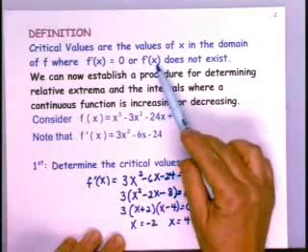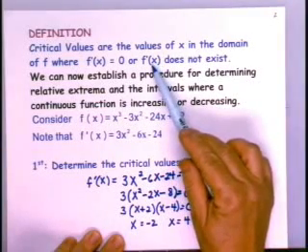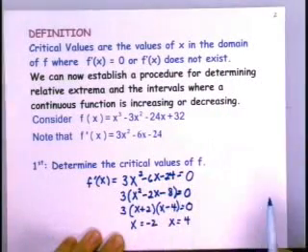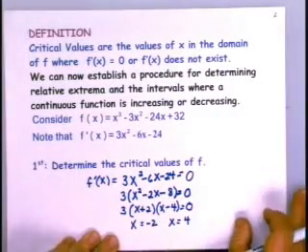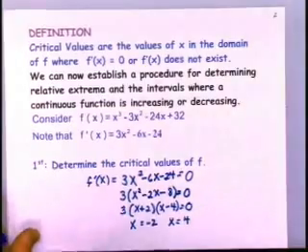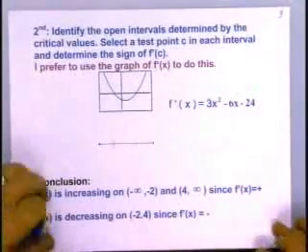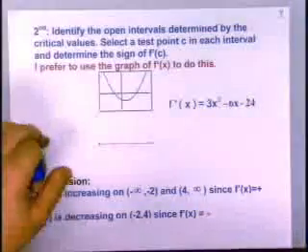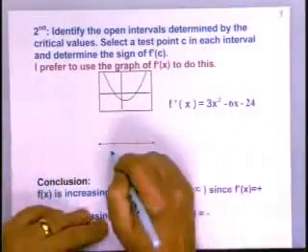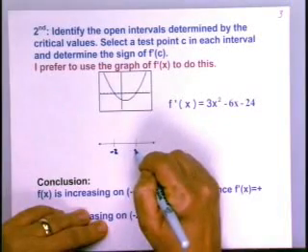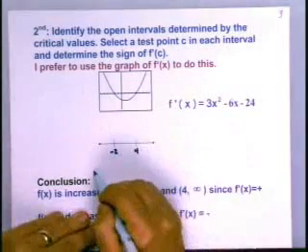Also, critical values can be obtained when the derivative does not exist. But since this is a polynomial, it's defined for all real number values. Let's identify now the open intervals that are determined by the critical values. So in our example, we have critical values at negative 2 and at 4. So that defines 3 intervals.